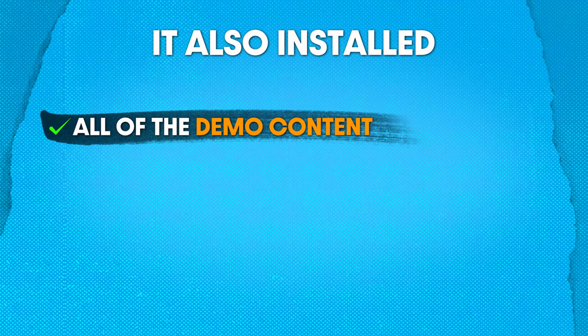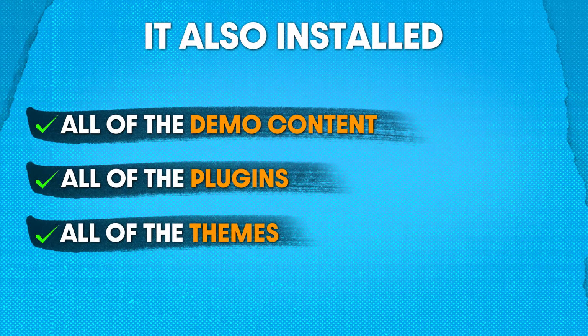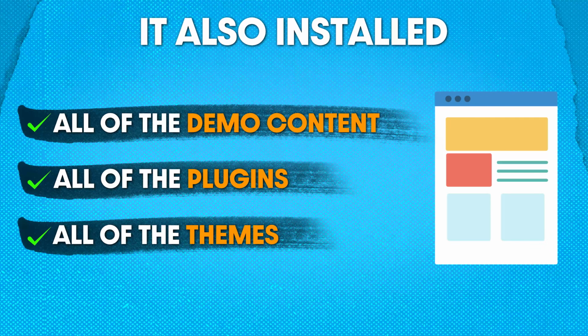When we downloaded our website template just a moment ago, it also installed all of the demo content, all of the plugins, and all of the themes that we're gonna need in order to have this website up and running. So now we can just open up our website inside of Elementor without even having to download it. And that's because it's already been done for us. Now there's two ways you can do this.